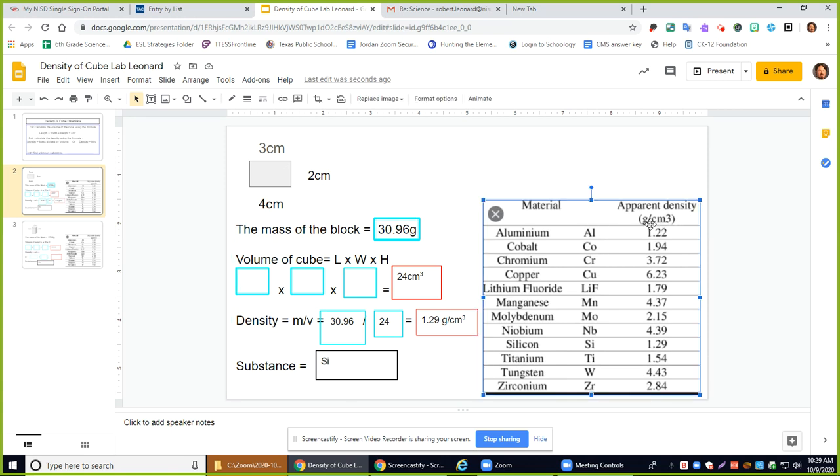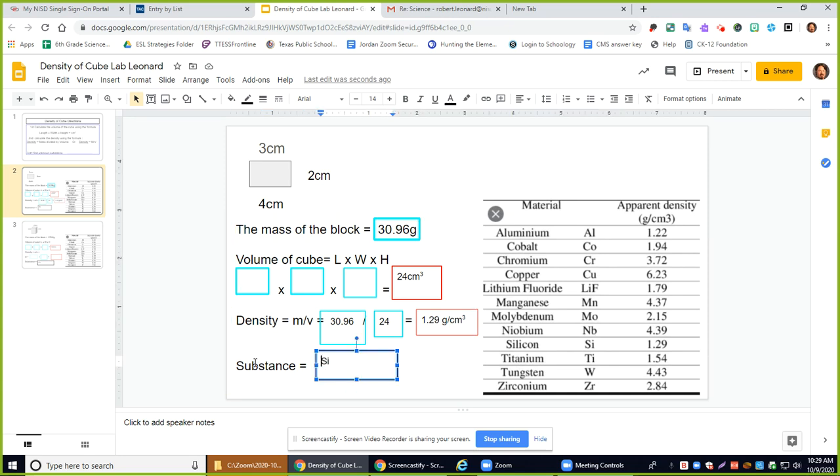Now coming over to our density table, what material did we just identify? Silicon, very good. You'll notice right here, silicon has a density of 1.29. I came over here and I wrote Si for silicon, so go ahead and write substance is equal to Si, or you can write the word silicon.